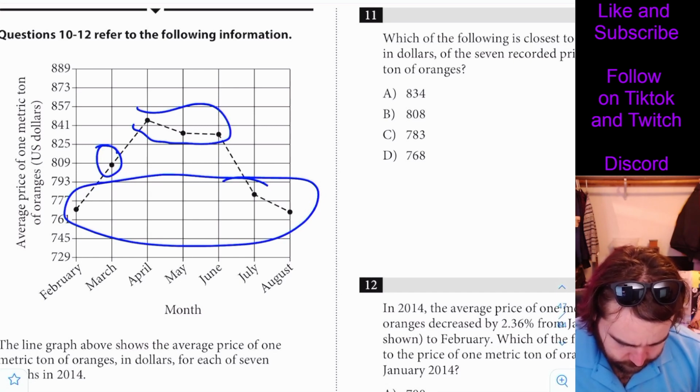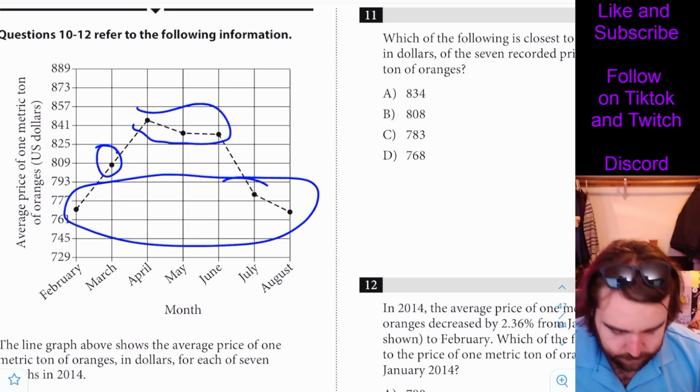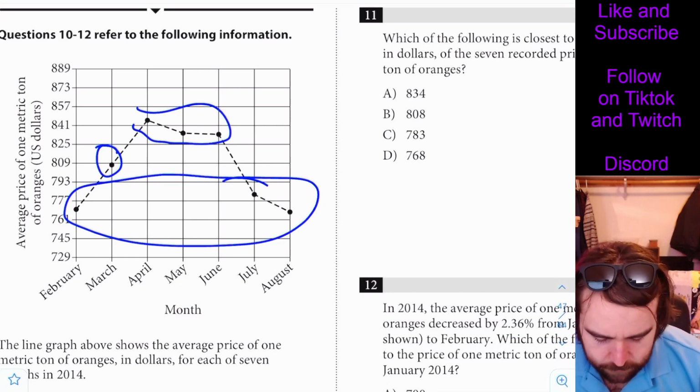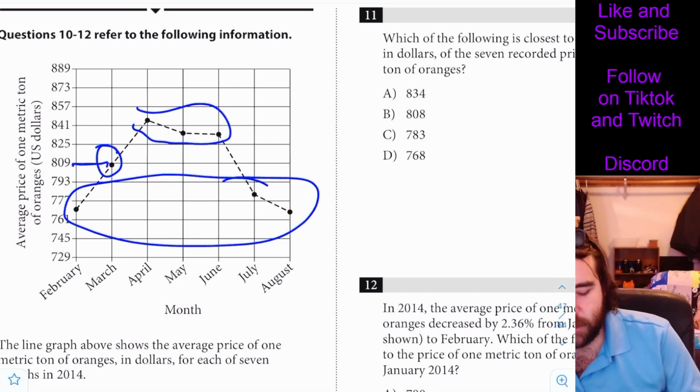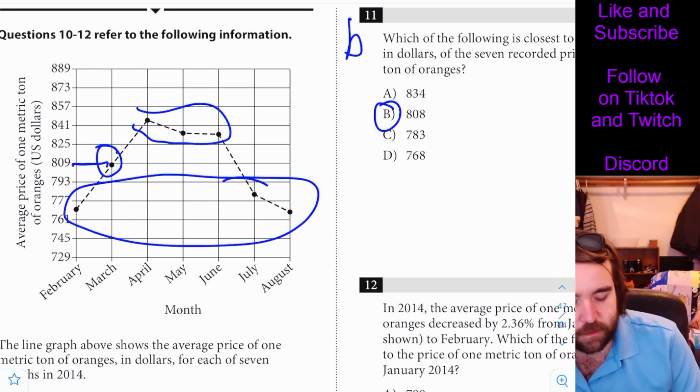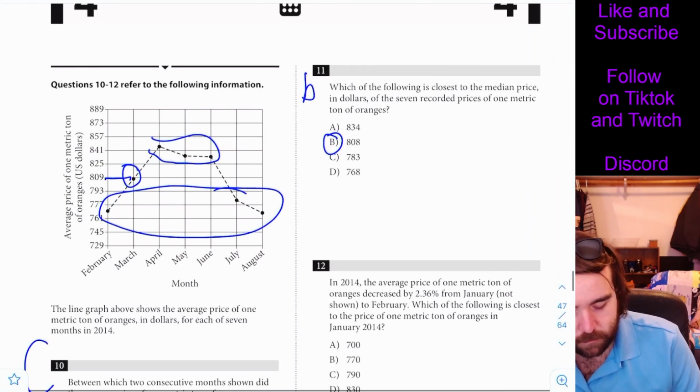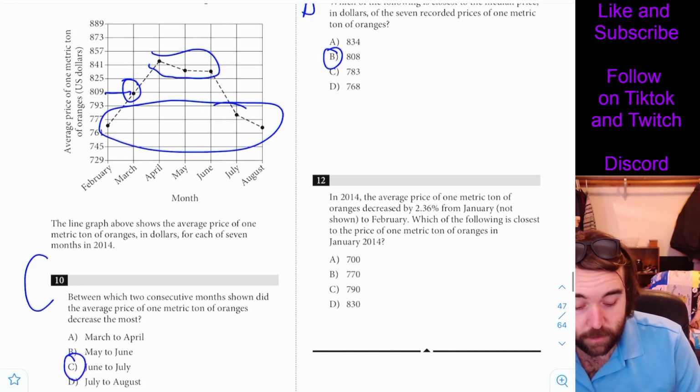Wait, hang on. No. Okay. Yeah, so what's the median? The median is this 809 right here. It's actually a little below 809, so 808. Yeah, the median is the middle.